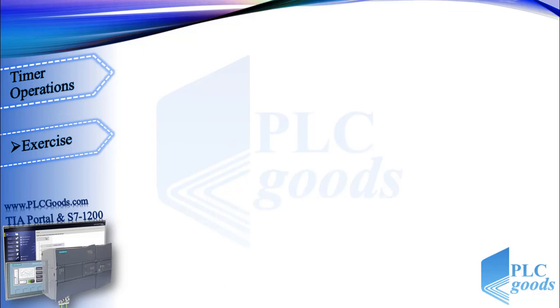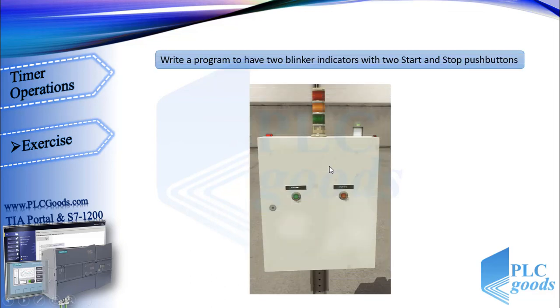Alright, let's do an exercise. First try to use two pulse timers and write a program to have two blinker indicators with two start and stop push buttons. Well, you may want to see my program.